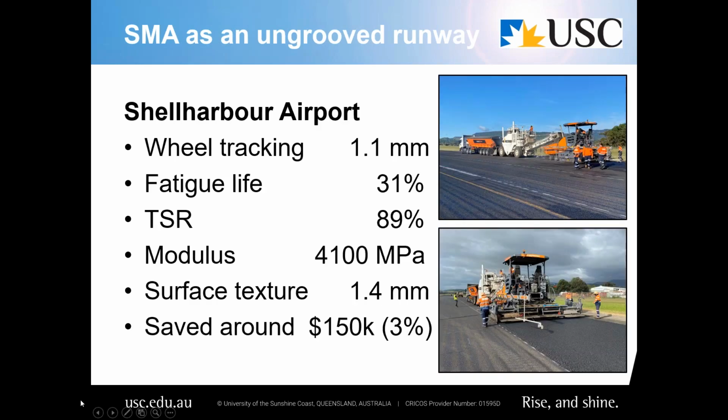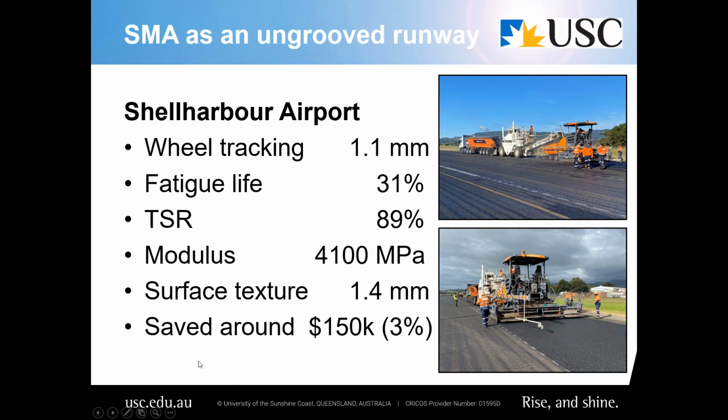I mentioned Shell Harbour, just in terms of their mix design numbers, the contractor used a harder, stiffer binder, so their wheel tracking was down and their fatigue life was slightly lower, 31%, and that's a reduction from the initial stiffness due to the fatigue damage. So a bigger number is actually a worse number, but we're targeting not more than 50, so 31 is still a good result. Wheel tracking at 1.1 millimeters is excellent. You can see there with that stiffer, harder binder, the modulus or the stiffness of the mix goes up, so more suited to a structural type layer.